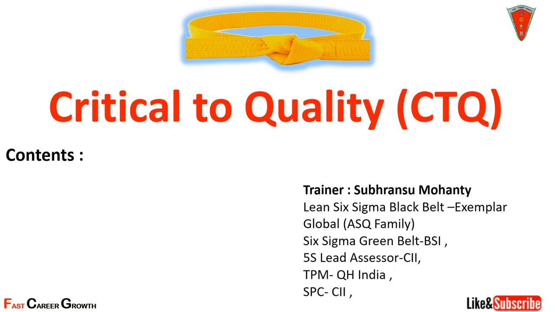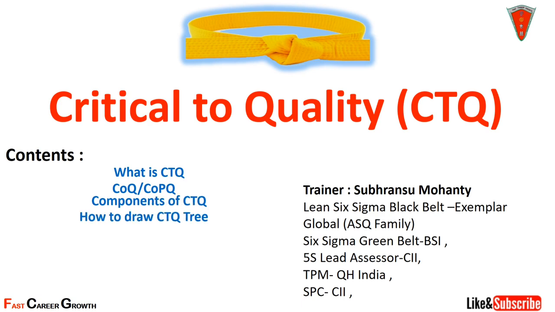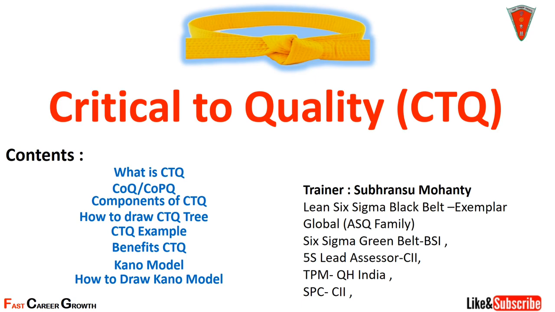about it. The contents of CTQ are: what is CTQ, the difference between cost of quality and cost of poor quality, components of quality, how to draw a critical to quality tree, CTQ example, benefits of CTQ, the Kano model, how to draw the Kano model, and the 5 steps of the Kano model. All these contents will be covered in this session.